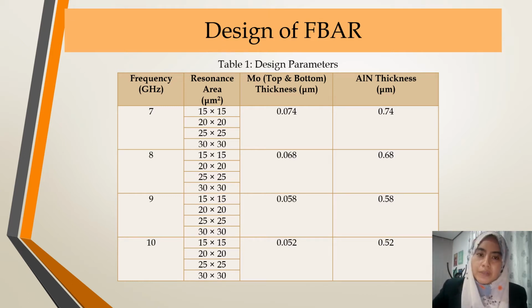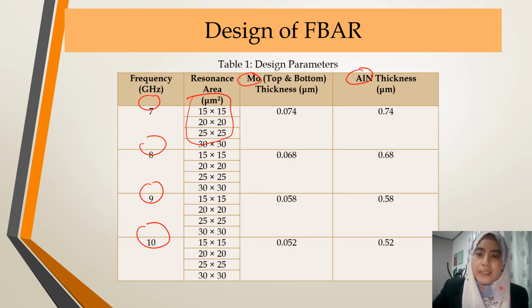For this research, we use molybdenum as the top and bottom electrode, and we use aluminum nitride as the piezoelectric thin film. Why did we choose these two materials? It's from the previous works. It shows that aluminum nitride and molybdenum can give the best Q factor of an FBAR. So basically in this project we are designing the FBAR in 7, 8, 9, and 10 gigahertz, with 4 sets of different areas for each of the FBAR.